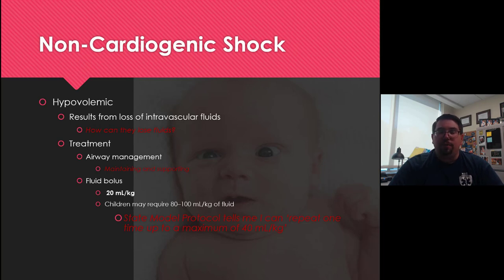For a pediatric patient, a fluid bolus will be 20 mLs per kilogram. Children may oftentimes require multiple fluid boluses in order to allow for a true compensatory mechanism when it comes to non-cardiogenic shock. That can be anywhere up to 80 to 100 milliliters per kilogram. Now, our state protocols allow us to repeat that fluid bolus of 20 mLs per kilogram once, to give us a total of 40 mLs per kilogram. We want to be very careful not to put our pediatric patient into fluid overload, which can happen very easily in the field.